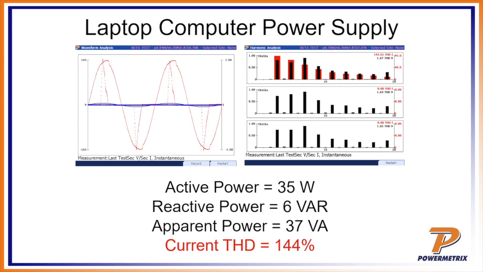The final example I want to give you is a laptop computer power supply. It's actually my laptop sitting over here in the corner. It consumes 35 watts of power. That's not horrible, but once again, 6 VARs of reactive power, and so our total VA is 37. But if you look at the current THD, 144%. So almost 150% of the energy in this system is harmonic energy.